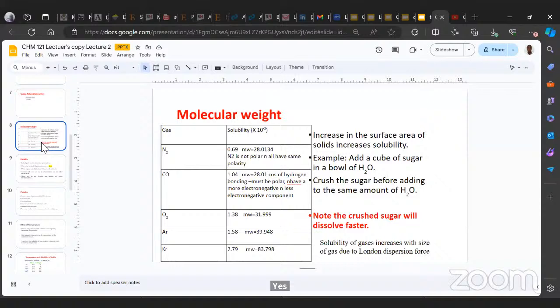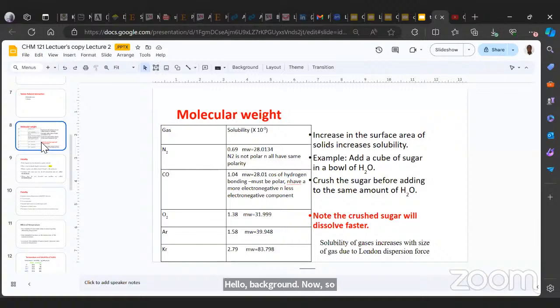Okay, you know what? Let me explain it first and foremost. Let's look at all their molecular weights. Nitrogen has the smallest molecular weight, followed by CO, or they're about the same, followed by oxygen, followed by argon, and followed by krypton. So krypton, because it has the highest molecular weight, is least soluble. Argon is more soluble than krypton because its molecular weight is less. Oxygen is more soluble than argon because its molecular weight is less.